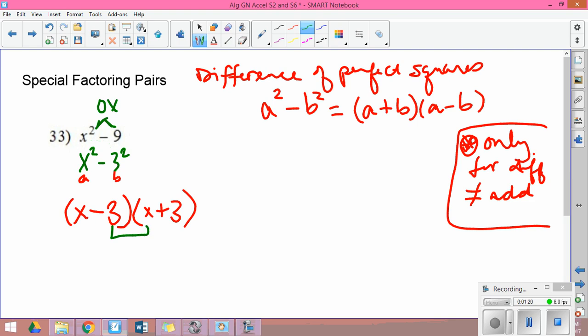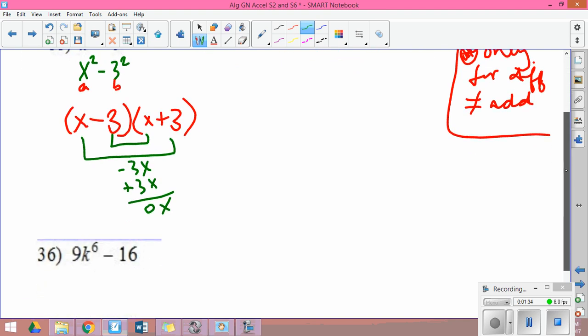If you check your outside and your inside terms, you'll see that you get 0x. Those opposite signs cause that middle term to disappear, which is what you want.